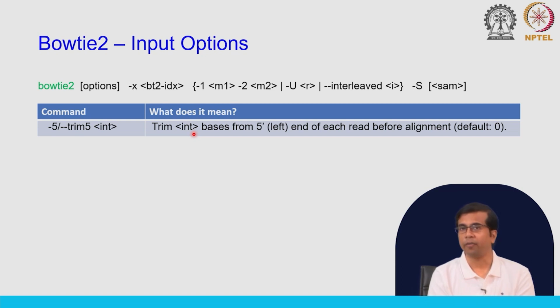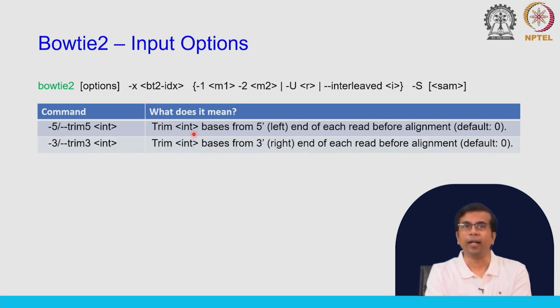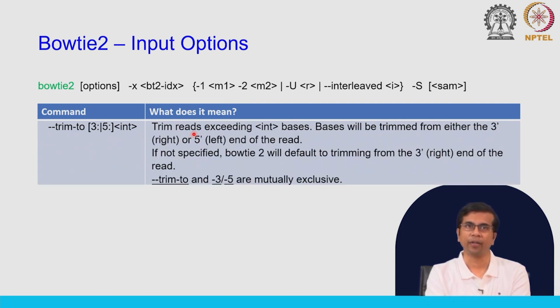The default value is 0. The program does not do any trimming, it will just set this to 0. But if you want to do this, you have to mention -5 or --trim5 followed by the number of bases that you want to trim. Similarly, you have another option, -3 or --trim3, followed by an integer number, and it will do this trimming from the 3 prime end, or the right side of the read, before it does the alignment. Again the default is 0.